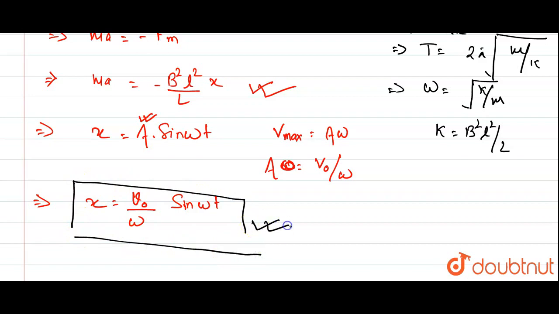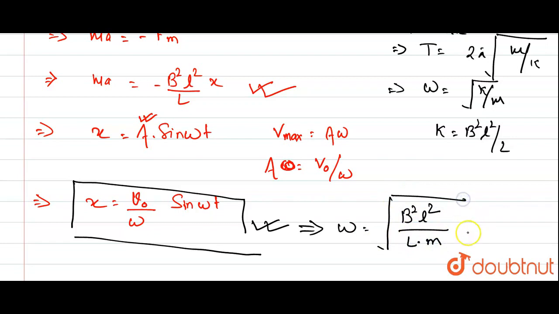Now we need to put the value of omega here, which is root under B square l square by L into m. So after putting the value of omega, this is our final answer. Thank you class. Thank you everyone.